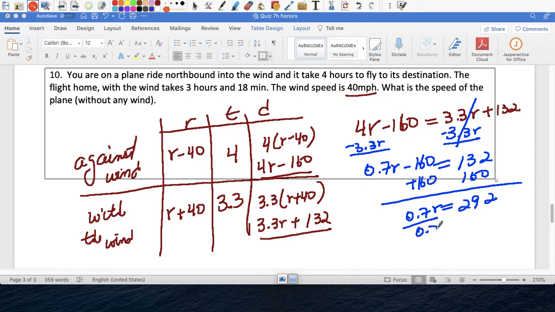Divide both sides by 0.7, and your speed is 292 divided by 0.7. The speed of the plane, we're going to round it to the nearest hundredth, is 417.14 miles an hour. So that was the speed of the plane without any wind. Okay, really nice questions, the last two. Okay, and this is it.